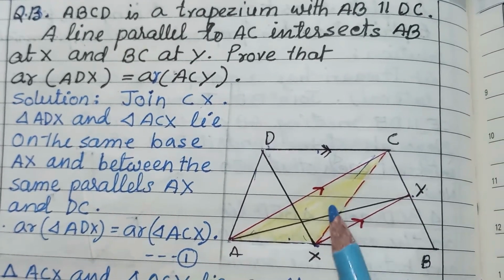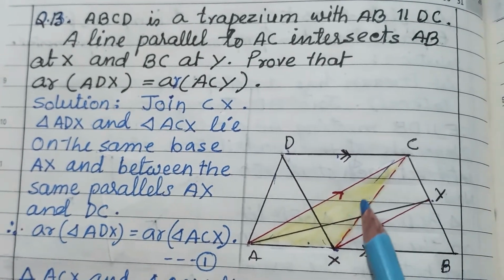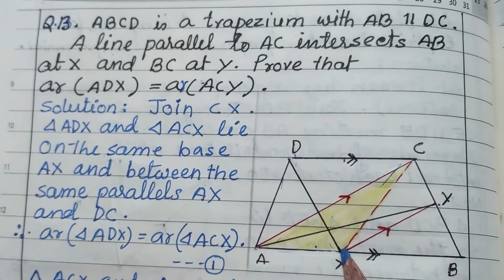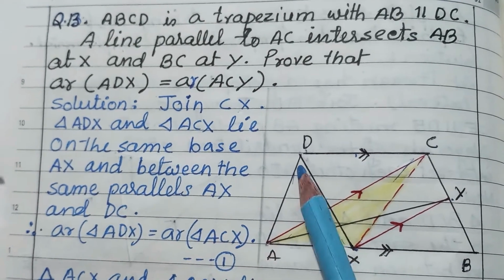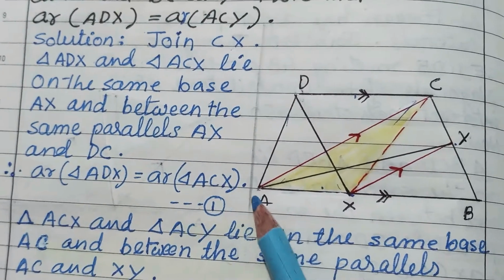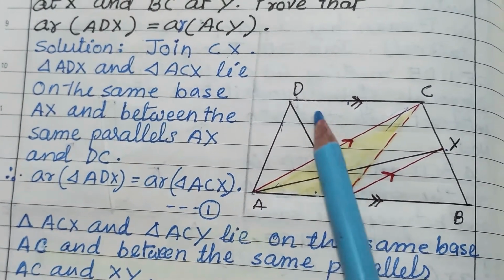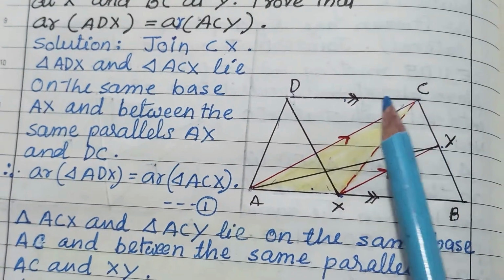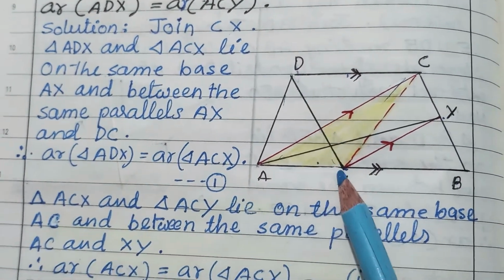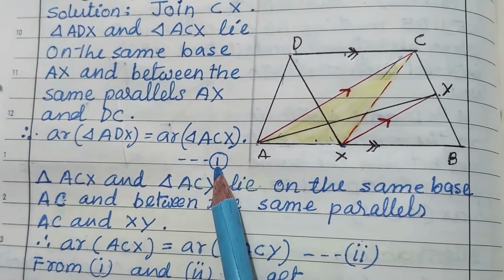Now join CX, this one. Triangle ADX and triangle ACX are on the same base AX and between the same parallels AX and CD. Therefore, area of triangle ADX is equal to area of triangle ACX. The first relation we have got.